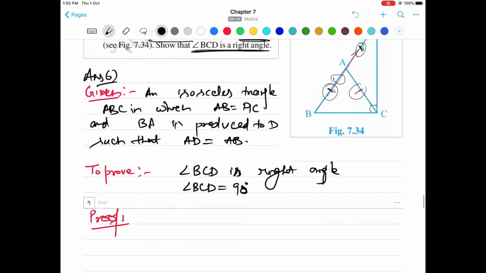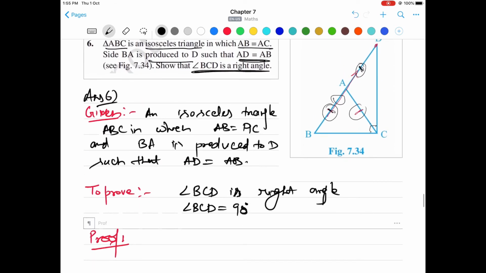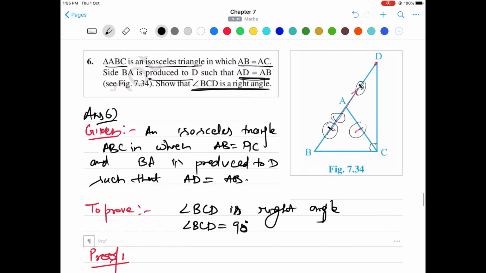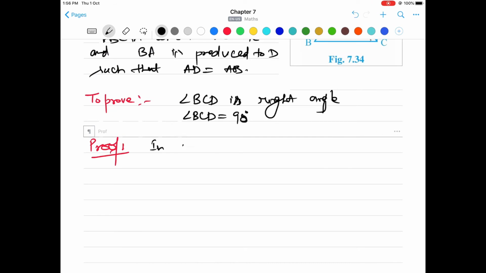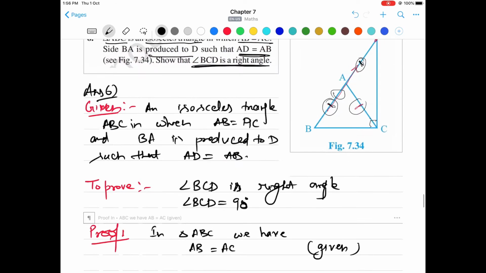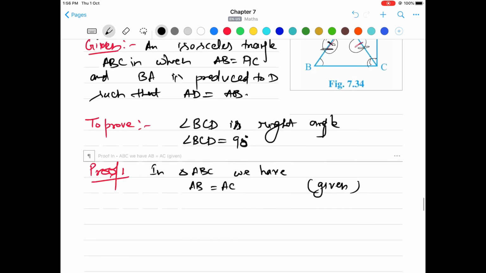Okay, so what we are going to do here first, now as it's given that the sides AB and AC are equal, so in triangle ABC, we are given that side AB is equal to AC. This is given. Since these two sides are equal, their opposite angles ABC and ACB will be equal.